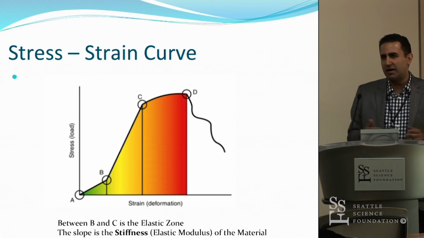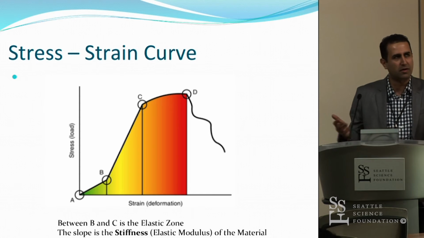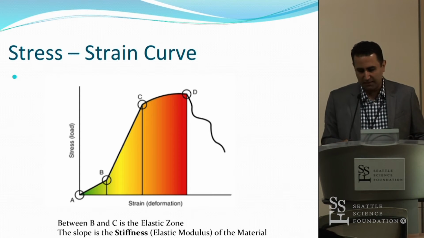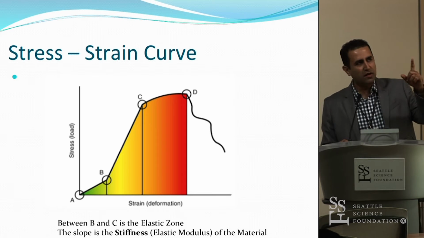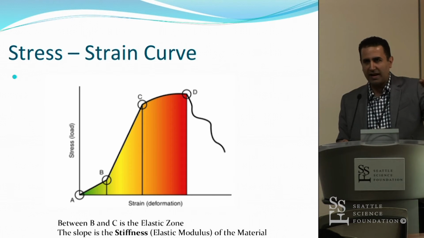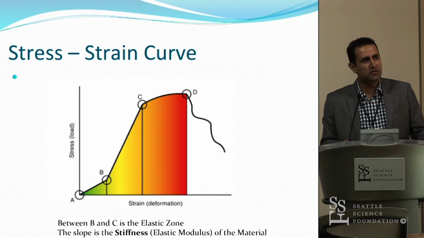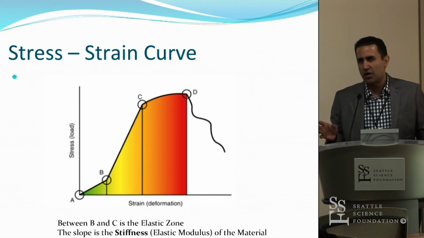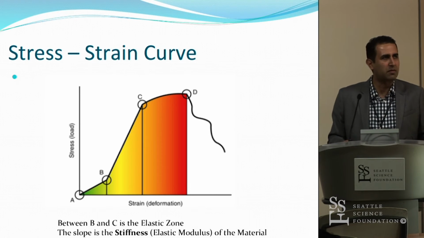And after D, you have total failure. You've snapped the rubber band. No matter what you do, it's not going to reassume the position again. The reason why this curve is important is that the slope of this curve, the elastic modulus, known as Young's elastic modulus, we'll look at it, is known as the stiffness. So this is what's known as the stiffness, for example, of the material or the implant.